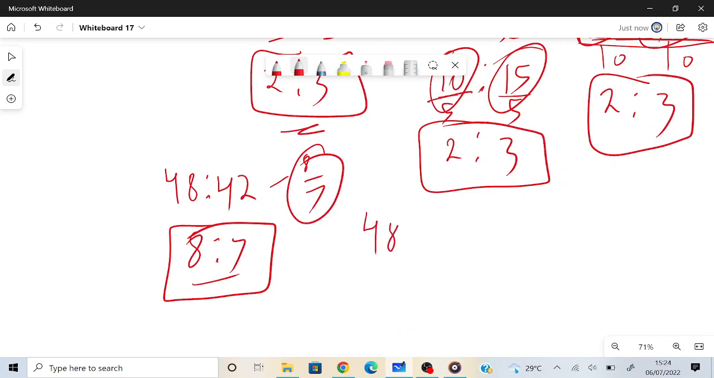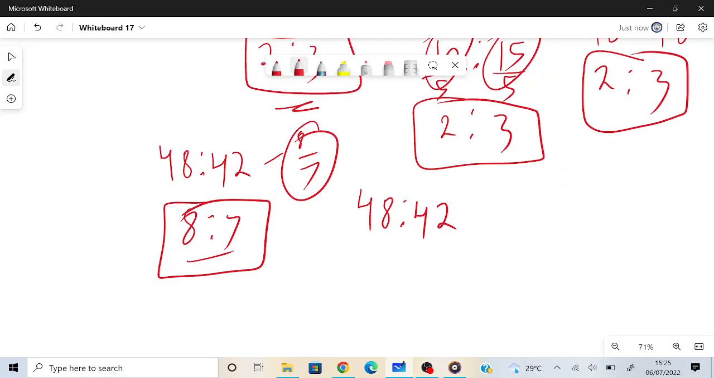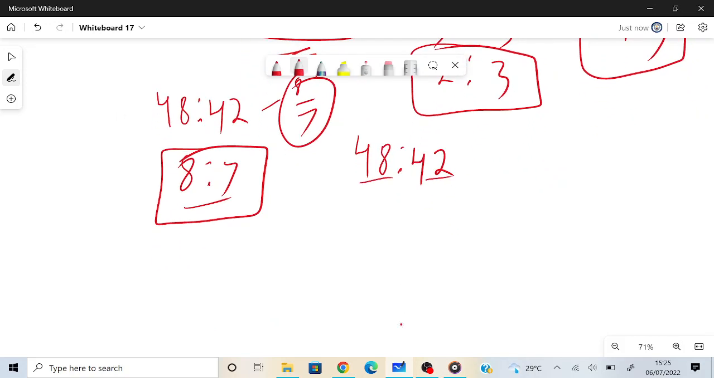48 to 42 can also be done by dividing both of them by 2 until you get the most simplified version. So divide both sides by 2: 48 divided by 2 gives you 24, and 42 divided by 2 is 21. Yep, it is 21. Now you look ahead at more common factors, and I think the highest common factor between these two is 3.